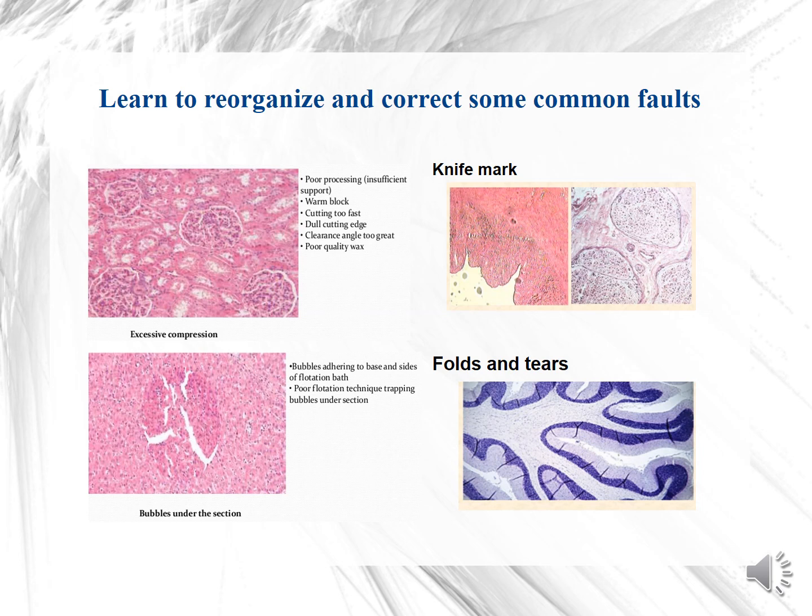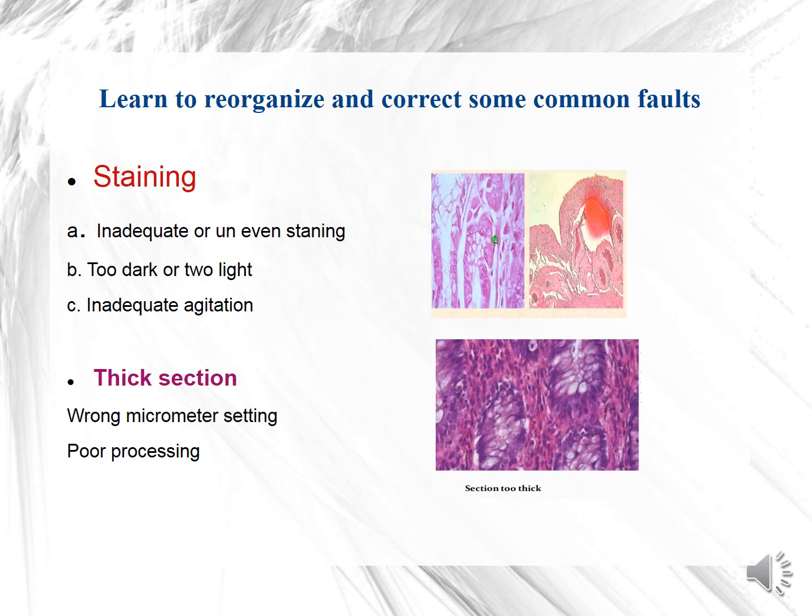Then suppose there are folds and tears, then also the tissues are not clear and we can see the foldings, and we are not able to study the sections properly. Then bubbling, adhering to the base of slides in the floating bath. If the temperature of the floating bath is very high, then also our sections get cracked and it is unable to be studied properly.